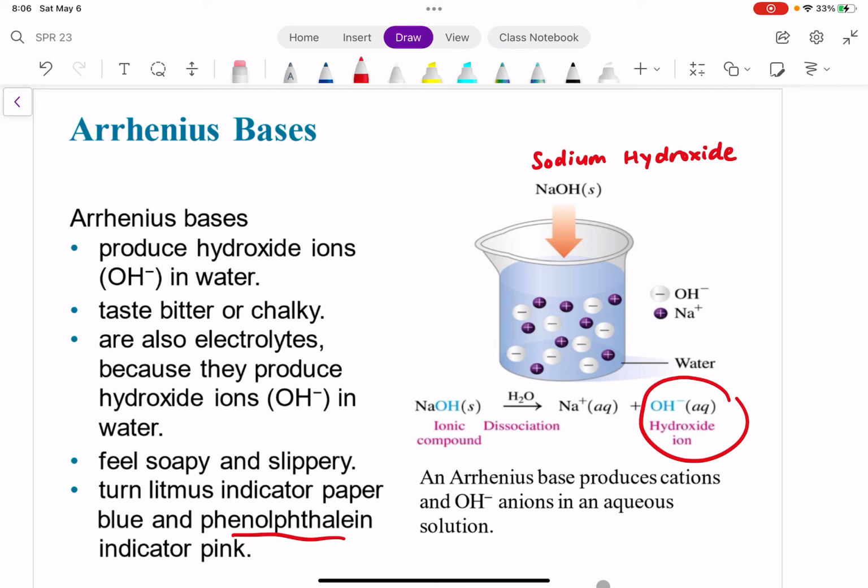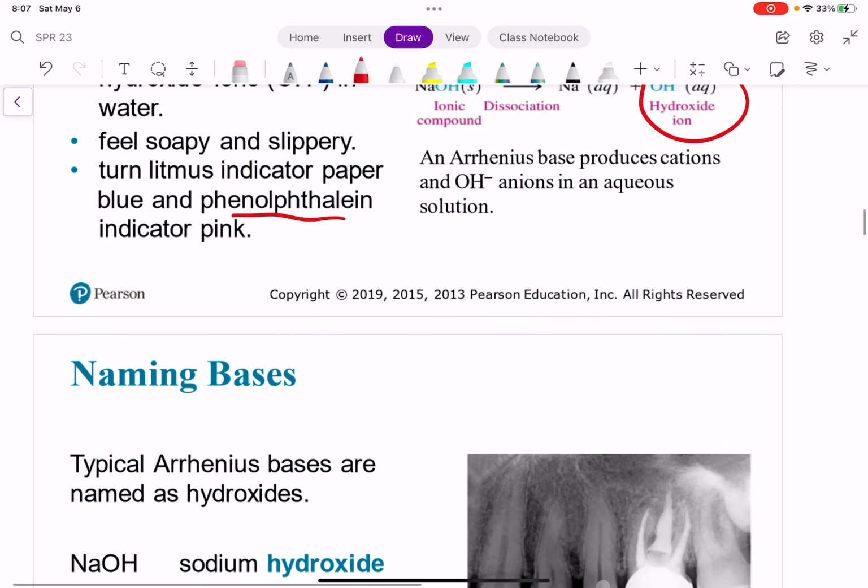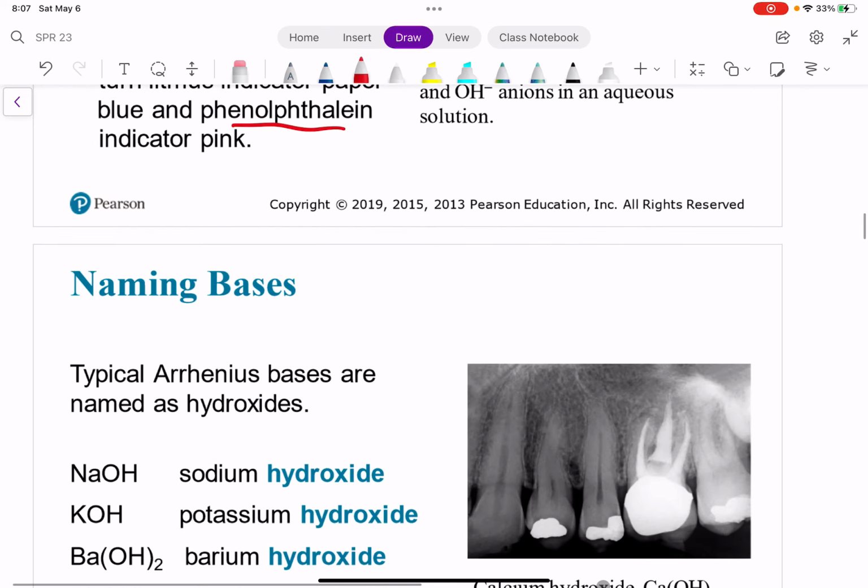Okay, and you'll work with phenolphthalein a lot. You'll get very used to working with that one. And those are just indicators that show us when we're in lab, is the product or solution that I have acidic or basic? Because that does change some of the properties of that solution and how it reacts to things.